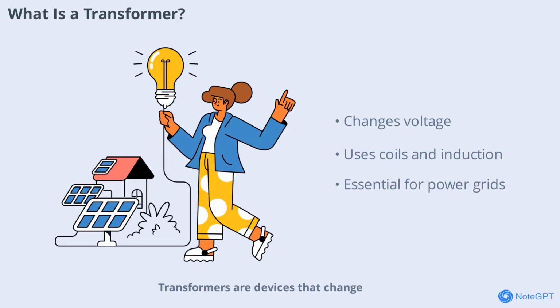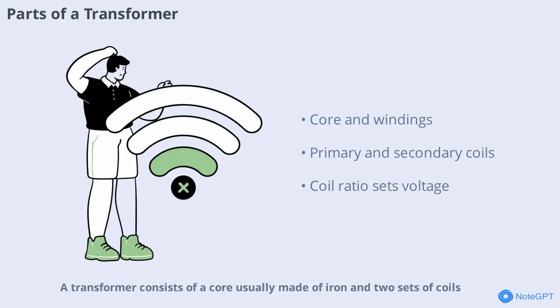Transformers are devices that change the voltage of alternating current electricity. They use electromagnetic induction to transfer energy between two or more coils of wire called windings. By adjusting the number of coils in each winding, transformers can increase (step-up) or decrease (step-down) voltage. This ability is crucial for efficiently transmitting electricity over long distances and safely delivering it to homes and businesses. A transformer consists of a core, usually made of iron, and two sets of coils, the primary and secondary windings.